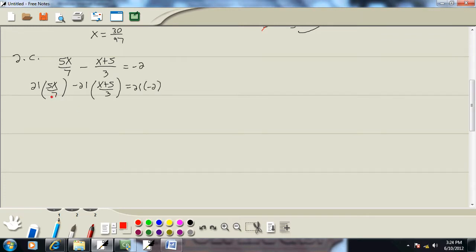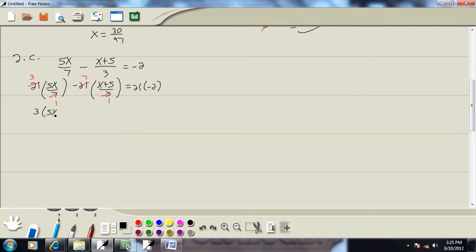7 and 21 are both divisible by 7. 7 divided by 7 is 1. 21 divided by 7 is 3. 3 and 21 are both divisible by 3. 3 divided by 3 is 1. 21 divided by 3 is 7. Remember, you pick the right LCM if all of your denominators become 1s, or at least the common multiple.